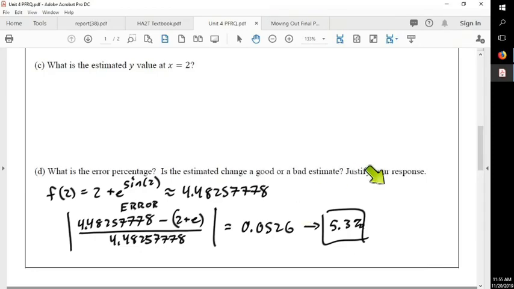We would say that our estimated change is a good estimate, because that's a pretty low percentage. Really though, whether it's good or bad depends on your scenario. Depending on what you're working on using mathematics, sometimes 5.3% is not a small enough error percentage. So it really depends on that error. The closer the number is to 0, the better an estimate it is. And that'll be it.